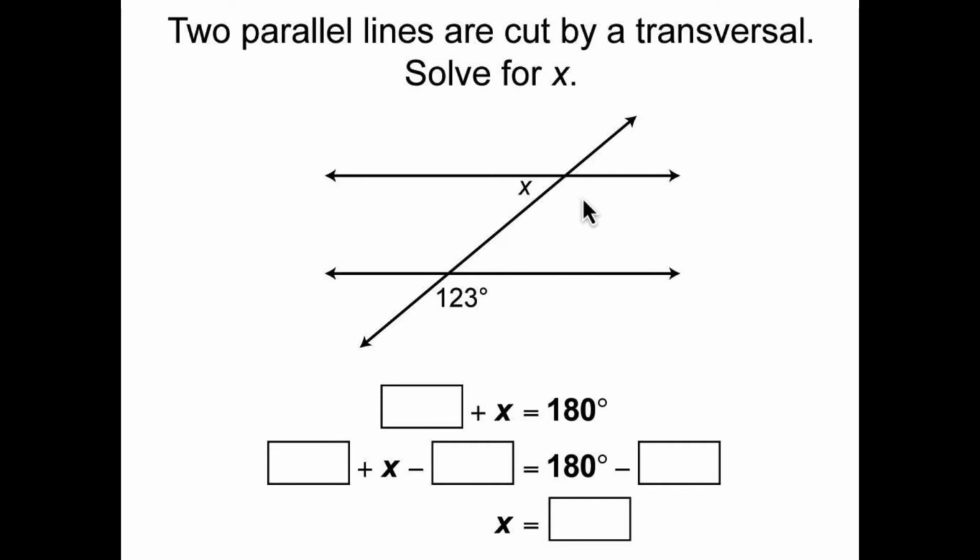Two parallel lines are cut by a transversal. There are two angles labeled, and one of them is x. To solve for x, use the properties of parallel lines cut by a transversal.